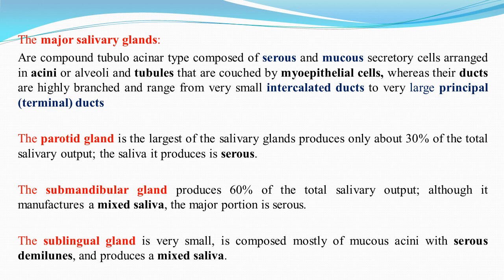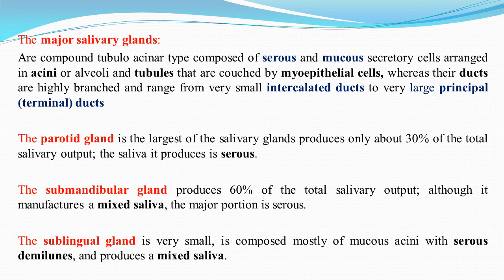The major salivary glands are compound tubuloacinar glands, composed of serous and mucous secretory cells arranged into acini or alveoli and tubules surrounded by myoepithelial cells, whereas their ducts are highly branched and range from very small ducts, called intercalated ducts, to very large ducts, called the principal ducts or terminal ducts.